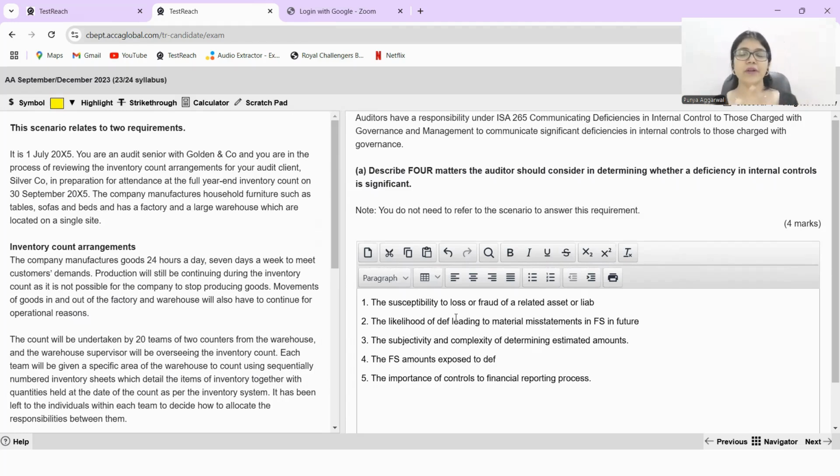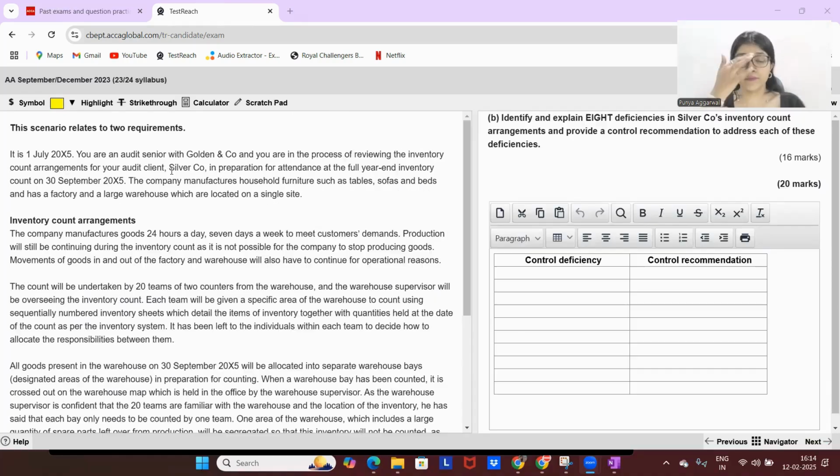So any 4 you can write out of these, and I think there are more pointers as well, but if you want you can write those as well. I have written some of the pointers which I feel are easy to remember. So just keep memorizing, and I think you'll be good to go once you do this.